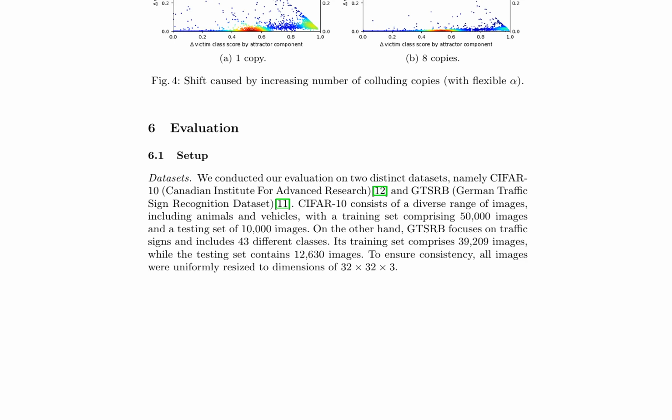This is illustrated in Figure 4, which shows the shift caused by increasing the number of colluding copies, with the positions of the peaks on the horizontal axis remaining the same.